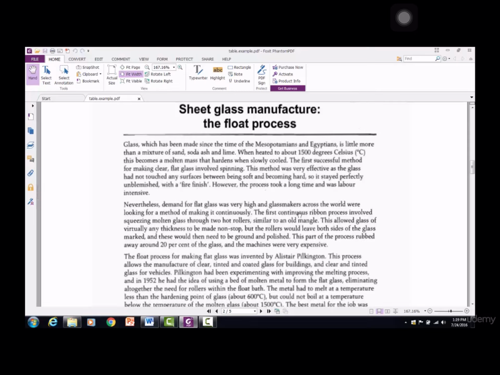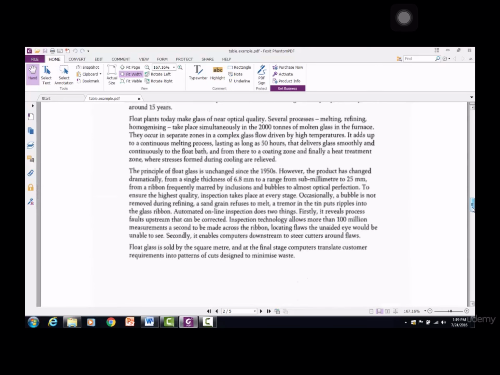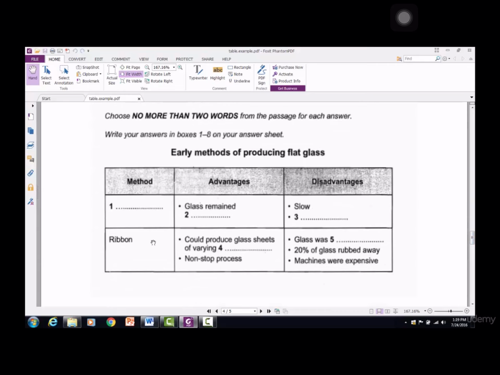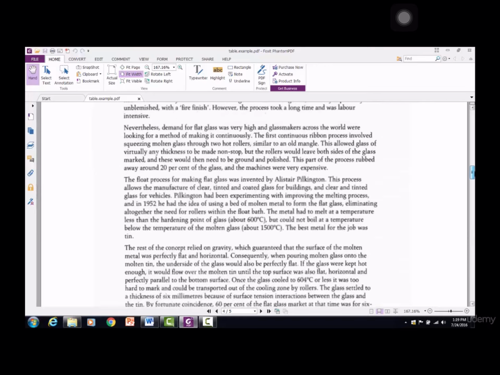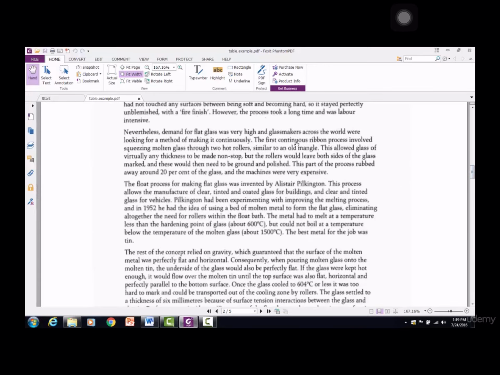Now remember, if you don't remember, some of you guys have good memory, some of you don't. There's the word ribbon, and for number 4, it says could produce glass sheets of varying. So for number 4, I'm looking for a word that means the same as varying, right? If I find the word that means the same as varying, then I'll know the answer for number 4 automatically because it's connected. All right, so the first continuous ribbon process involves squeezing molten glass through 2 hot rollers, similar to an old mangle. No word that means the same as varying yet.